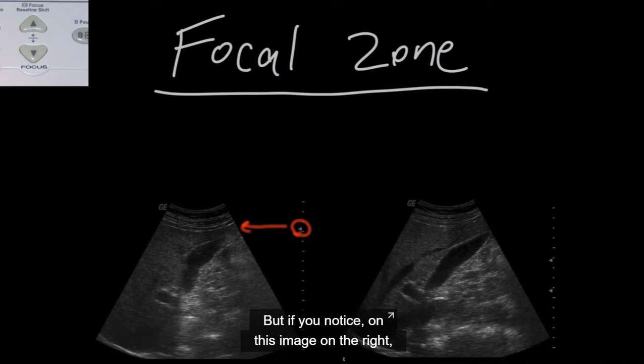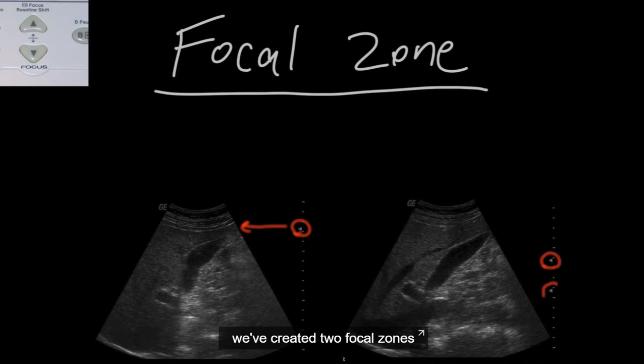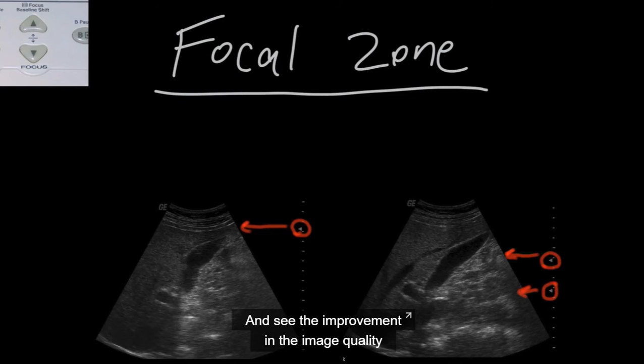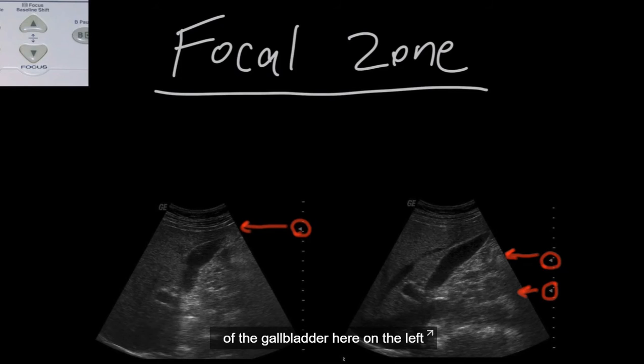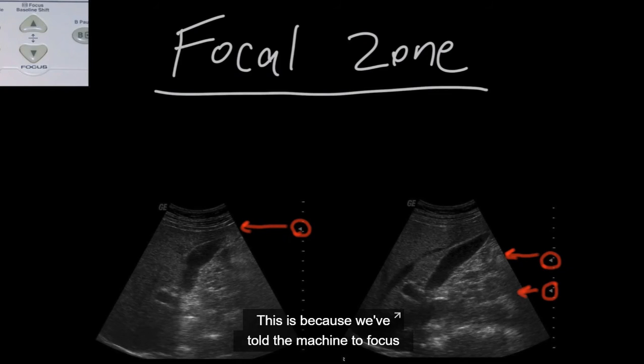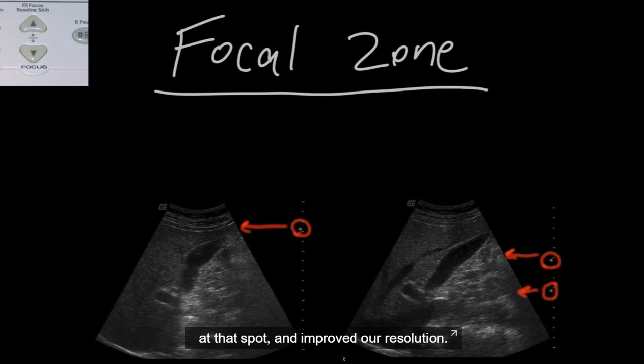But if you notice on this image on the right, we've created 2 focal zones telling the image to focus here and here. And see the improvement in the image quality of the gallbladder here on the left and the gallbladder on the right. This is because we've told the machine to focus on the area of interest. We've narrowed the beam at that spot and improved our resolution.